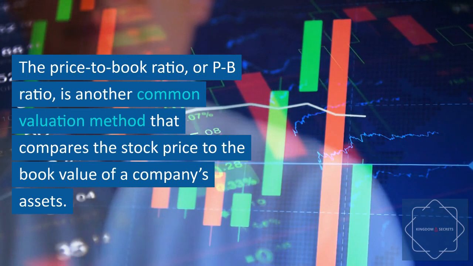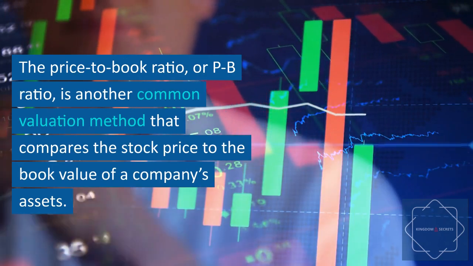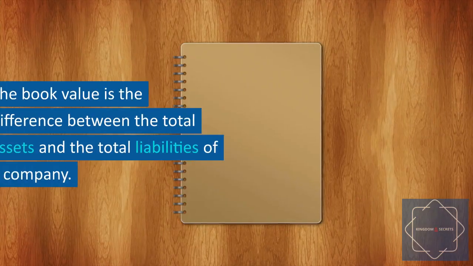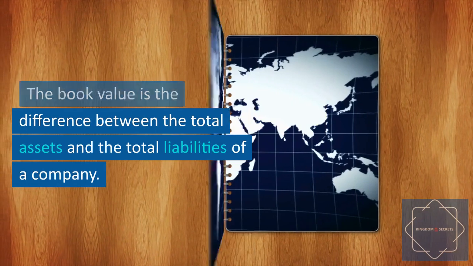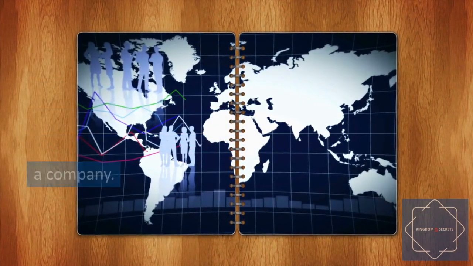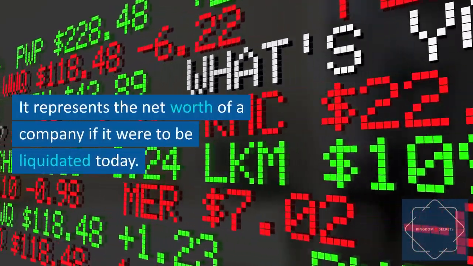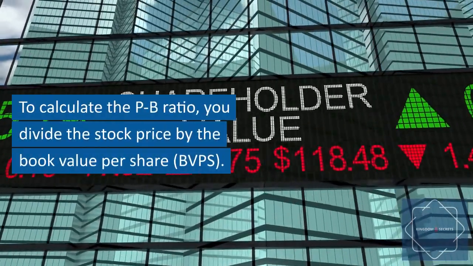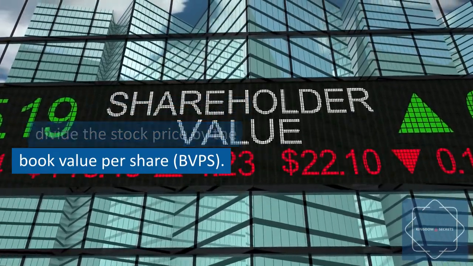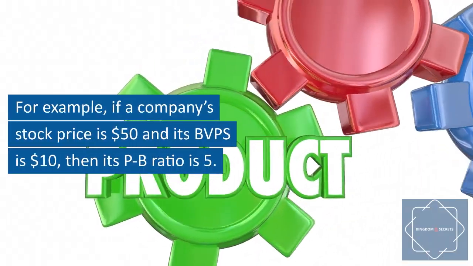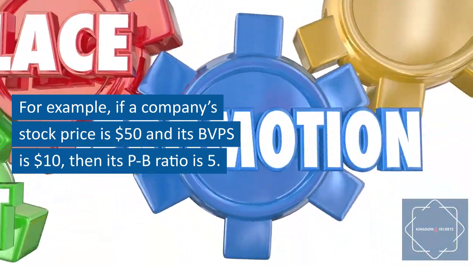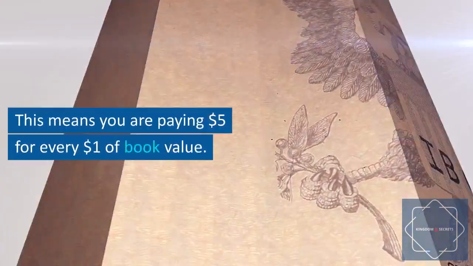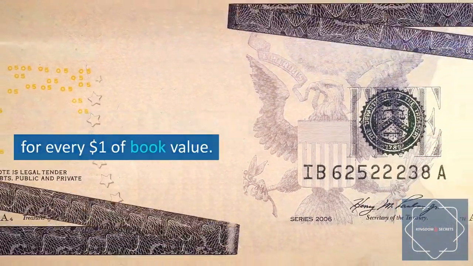The price-to-book ratio, or PB ratio, is another common valuation method that compares the stock price to the book value of a company's assets. The book value is the difference between the total assets and the total liabilities of a company. It represents the net worth of a company if it were to be liquidated today. To calculate the PB ratio, you divide the stock price by the book value per share, BVPS. For example, if a company's stock price is $50 and its BVPS is $10, then its PB ratio is 5. This means you are paying $5 for every $1 of book value.